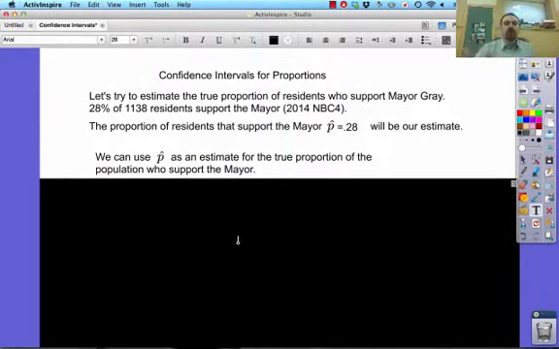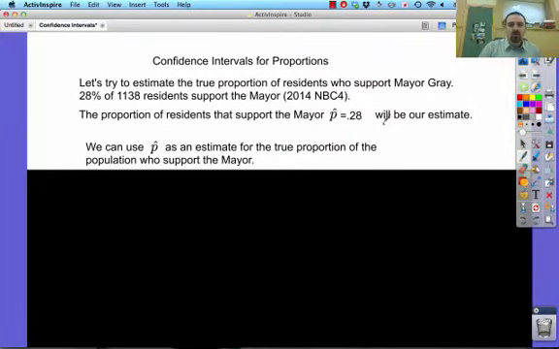So we can use the 0.28, the 28%, as our sample proportion. It's not the proportion of all residents. We're trying to find p, which is the proportion of all residents. This is what we'd like to find. What is p? And in order to find that, we're going to use p hat to estimate it. So in the same way that we used x bar to try to figure out what mu is, we're using p hat to try to figure out what p is. So the proportion of the residents who support the measure is 0.28, and that's going to be our estimate. We're going to use p hat as an estimate for the true proportion of the population who support the mayor.